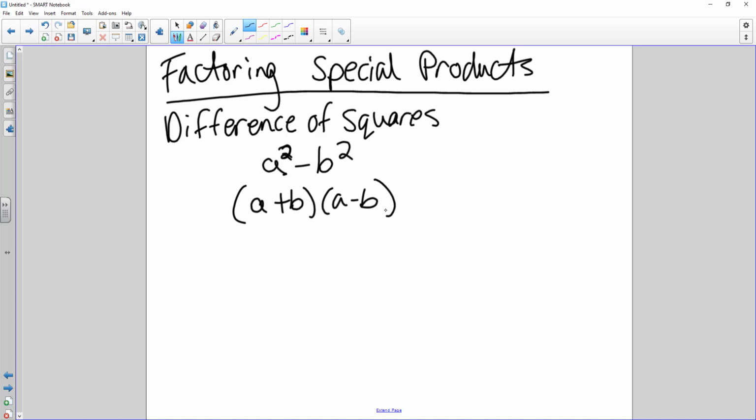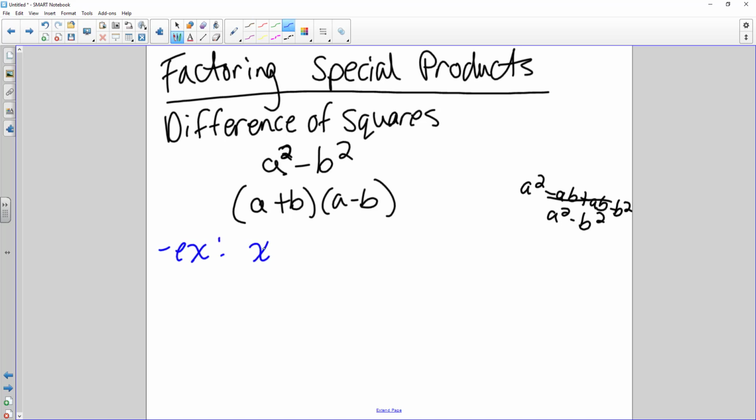And kind of why that is, if I FOIL this out, first would be a squared, my outer would be minus ab, inner would be plus ab, last would be minus b squared. So see that the minus ab and the plus ab cancel out, and I'll be left with a squared minus b squared. So that always happens with a difference of squares.